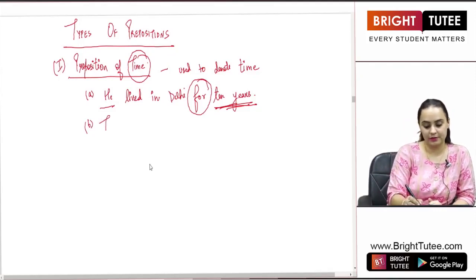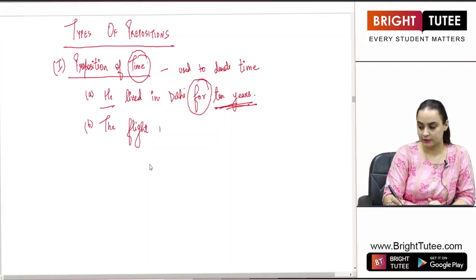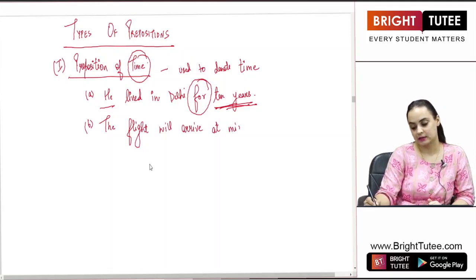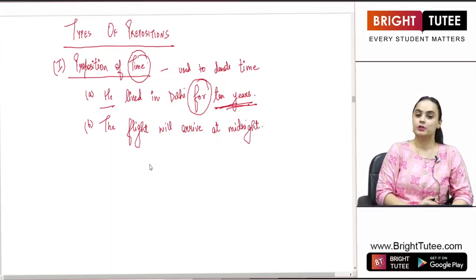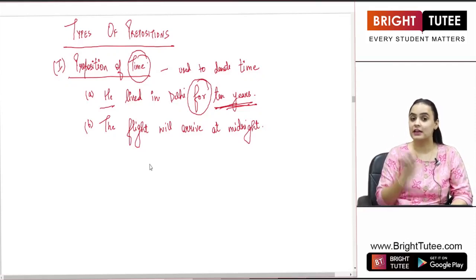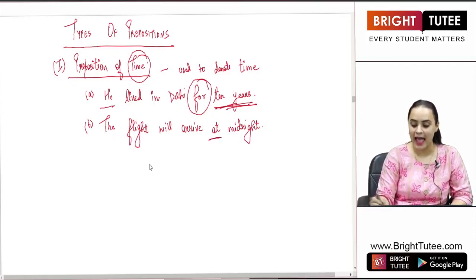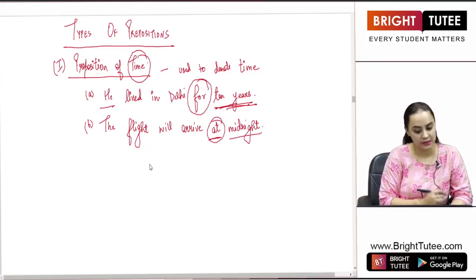Another example if I give you. The flight will arrive at midnight. So when will the flight arrive? What is the time? At midnight. So at is my preposition of time.